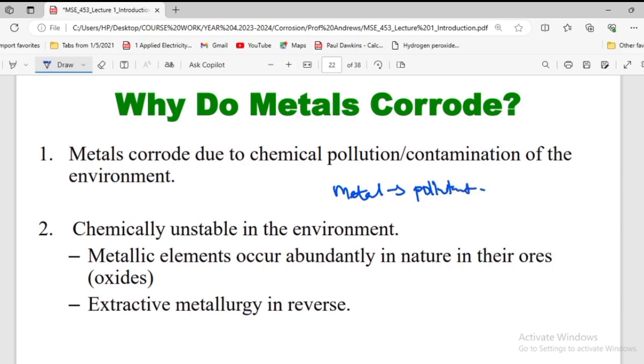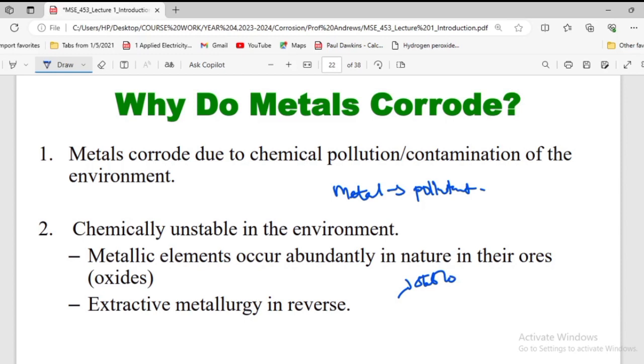And also, metals are chemically unstable in the environment. When we talk about metals, they always wish to be in a stable form. If they are unstable and there's anything that will make them stable, they just go. We have metallic elements occurring abundantly in nature in their ores, that's the oxide. So when an engineering material comes in contact with a factor that can change it to its stable state, everyone wants to be stable. So you find where it can be stable, and when it becomes stable, boom, corrosion sets in.